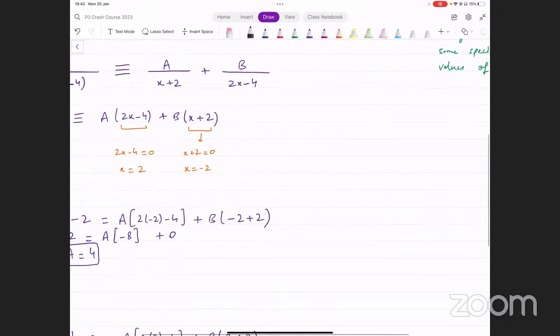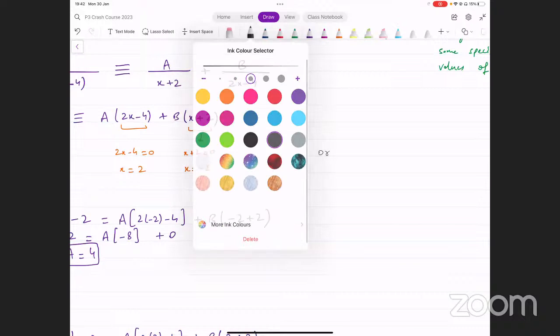Now, what's the other idea? This is how it looks like.